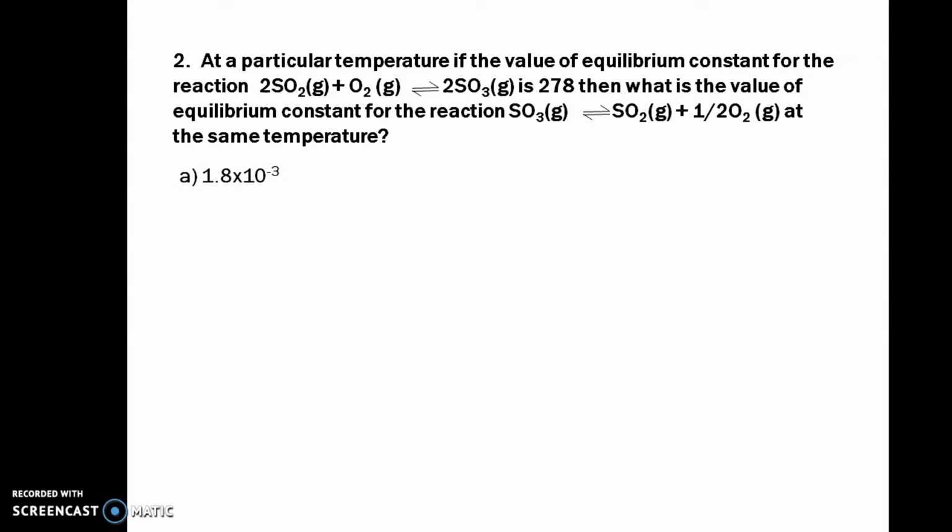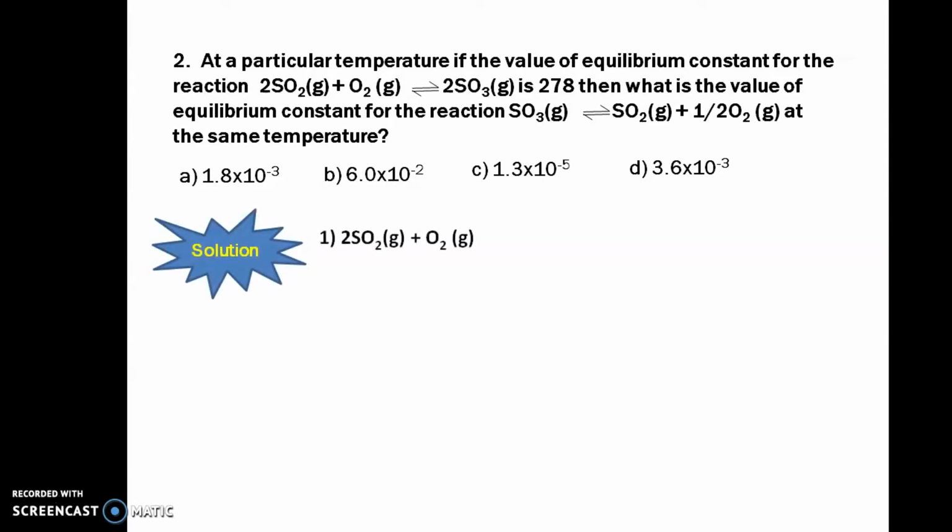Options: option A 1.8 into 10 raised to minus 3, option B 6 into 10 raised to minus 2, option C 1.3 into 10 raised to minus 5, option D 3.6 into 10 raised to minus 3. Let's go for the solution here.